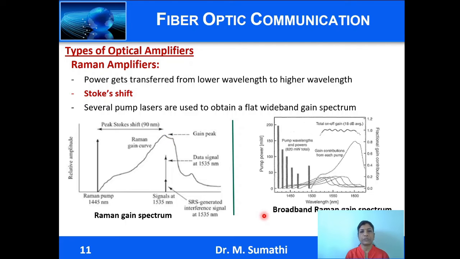Several pump lasers can be used in a Raman amplifier to obtain a wideband gain spectrum. But when several pump wavelengths are being used, the pump signals themselves interact with each other and the power gets transferred from a lower wavelength pump to a higher wavelength pump. So when designing such an amplifier using several pumps, care should be taken to choose the amplitude of the pump signals for each wavelength so that the net gain spectrum is flat. This diagram shows 6 pump wavelengths that are being used, and as you can see, the power levels of each of these sources are chosen so as to get a flat gain response at the end.